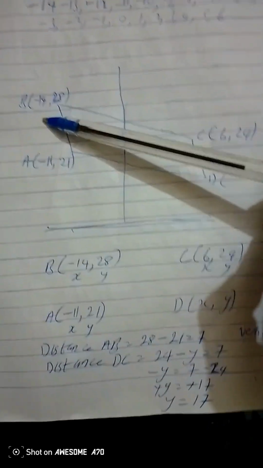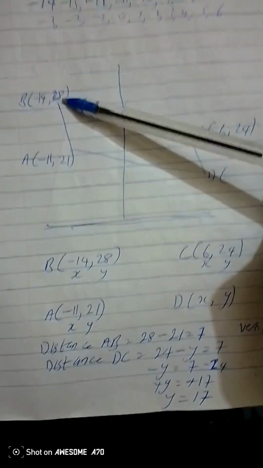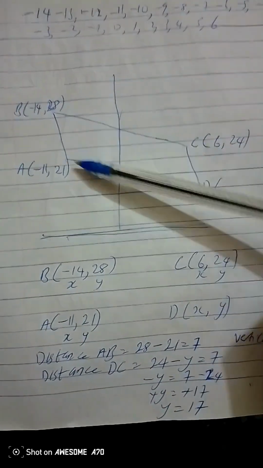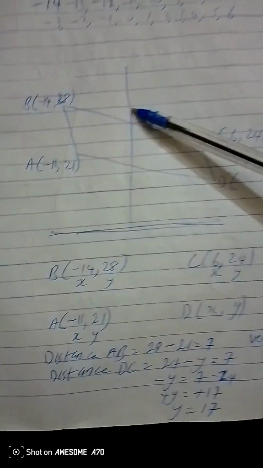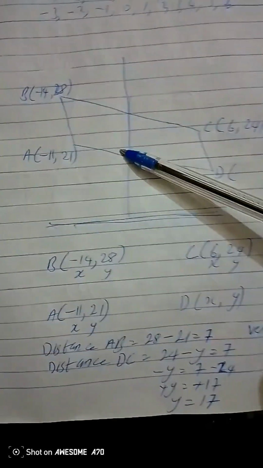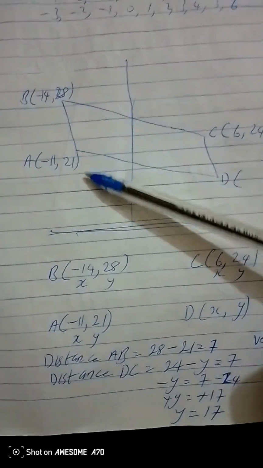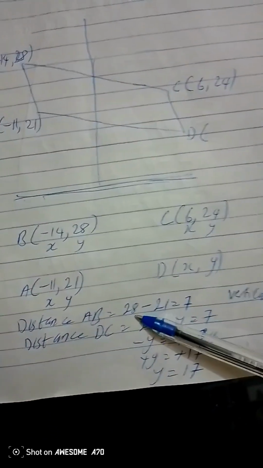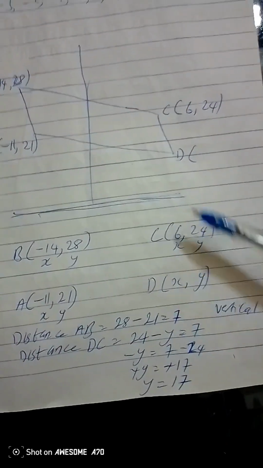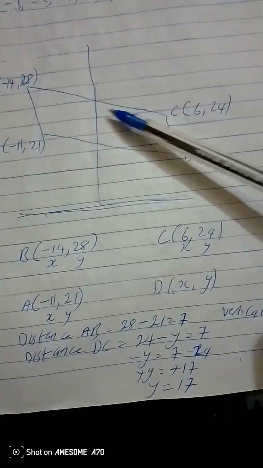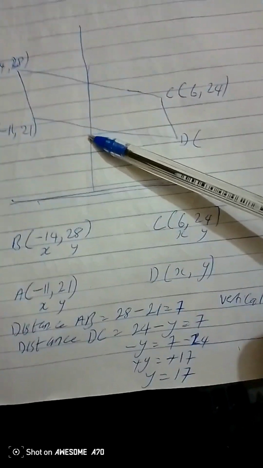Now these are your coordinates, x and y. Taking this away from this will give me the distance between here and here. So it's like y2 minus y1. That was 28 minus 21, and it gave me 7. So that 7 should be the same distance between here and also here. It should be 7.